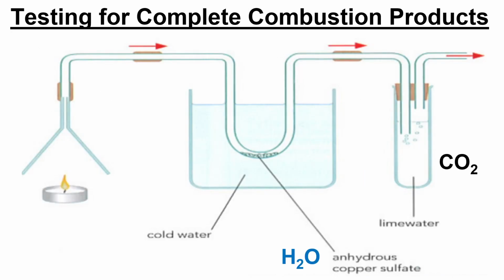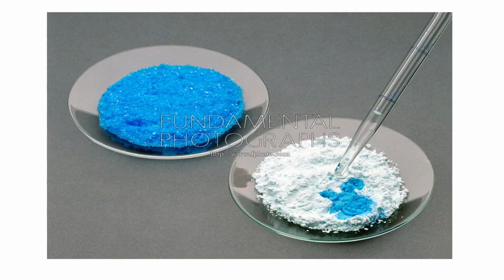Okay. Now, testing for the products of complete combustion, you must know how to test for carbon dioxide. You bubble it through limewater, it will turn cloudy. And just in case, the test for water is you've made copper sulfate and it's blue, but copper sulfate should actually be white. What you've made is hydrated copper sulfate. If you dry out copper sulfate, add water, it turns back blue.